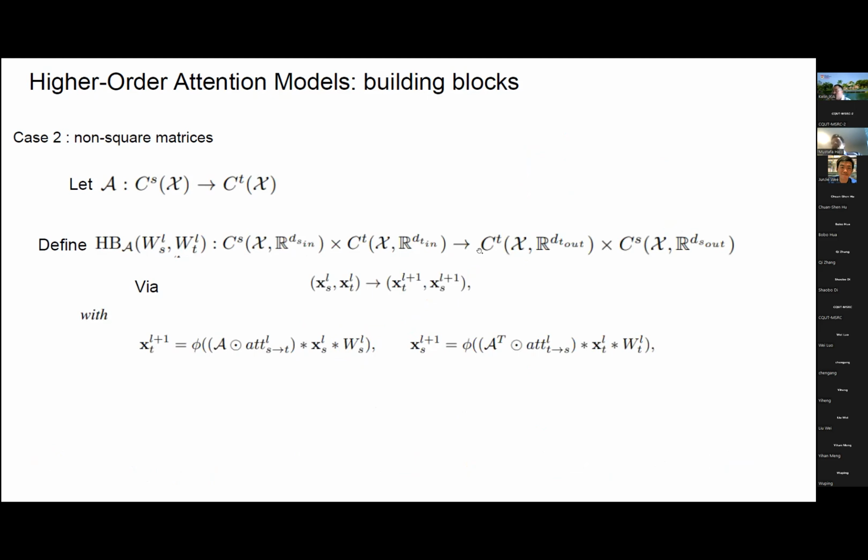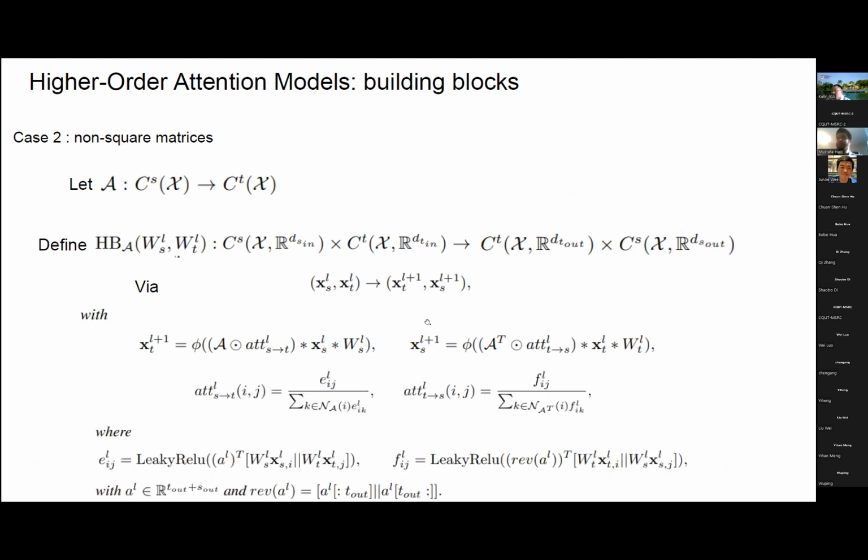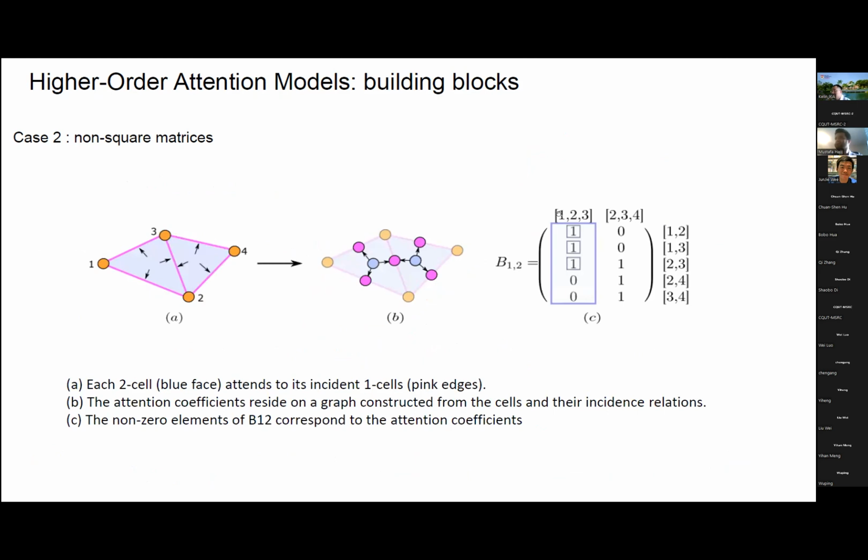Okay, now for non-square matrices. How can you define attention if you have edges and vertices together? Let me show you the picture. You have this face 1, 2, 3, and those edges 1-2, 1-3, 2-3, 2-4, and 3-5. The easiest way to think about this is using the Hasse graph. So now you have this simplicial complex and you have the Hasse graph. The weights you can think about as being supported on the edges of the Hasse graph, which are precisely the non-zero entries in this matrix.